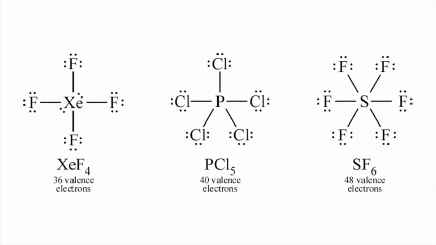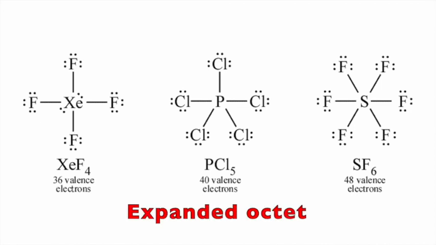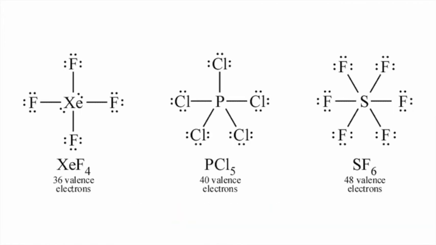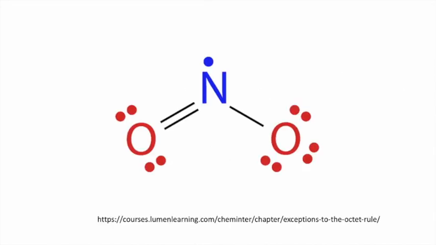Examples of these are phosphorus, sulfur, iodine, xenon, and a few others. We call this an expanded octet. So it's not unusual to see a configuration like this where the central atom has more than 8 electrons and is directly bonded to 5 or 6 other atoms. Some molecules that contain an odd number of electrons form structures with less than an octet. One example is nitrogen dioxide, which has this Lewis structure. Molecules that have unpaired valence electrons are called radicals, and these are typically highly chemically reactive.